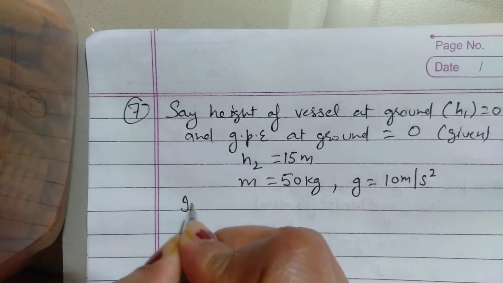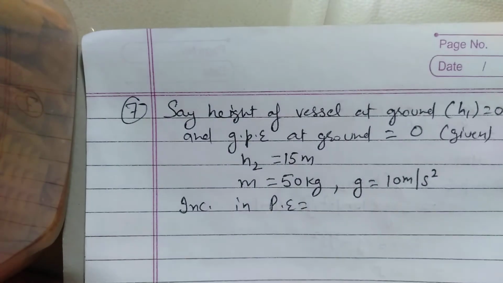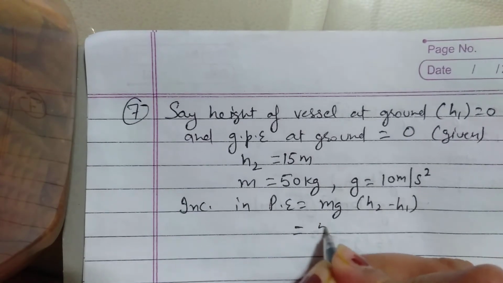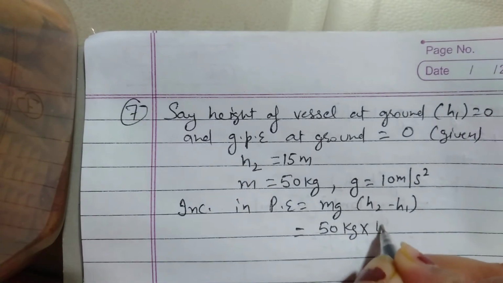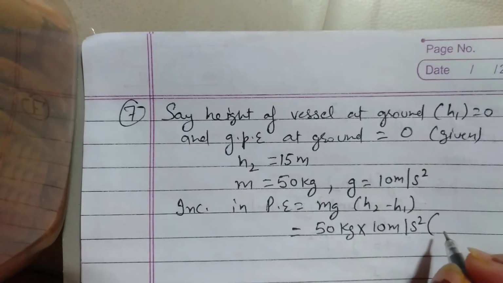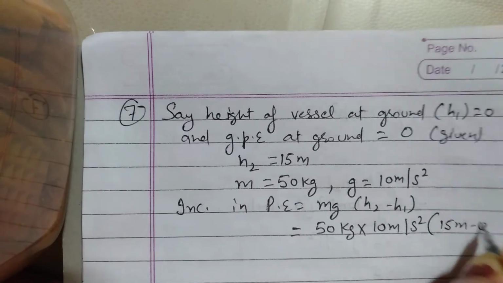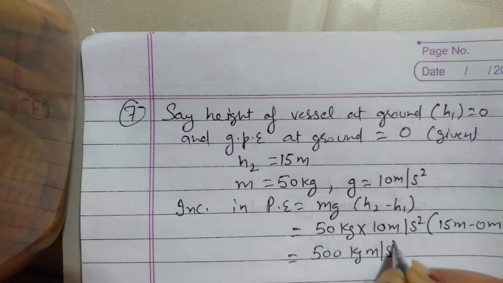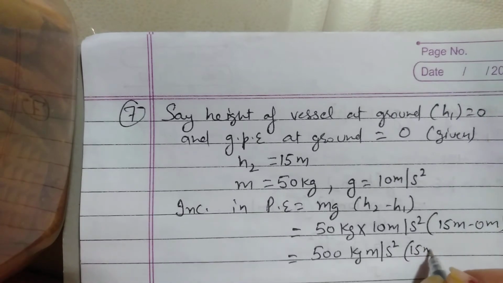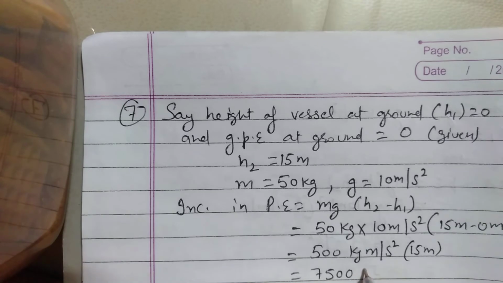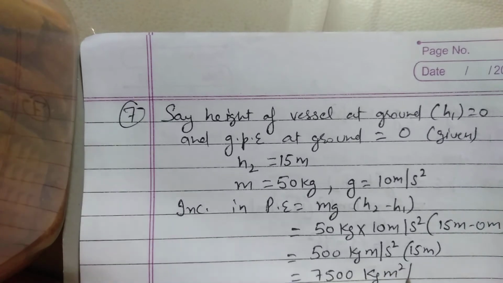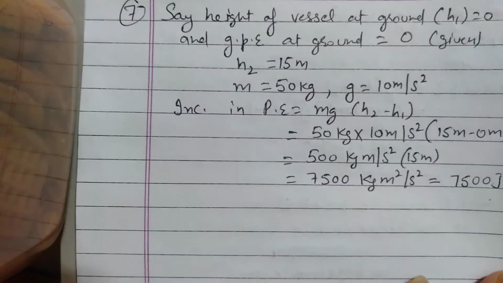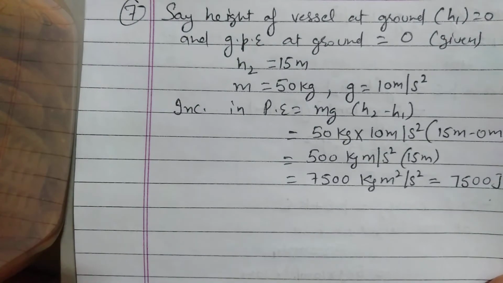So increase in potential energy will be equal to mg into H2 minus H1, that is 50 kilogram into 10 meter per second square into 15 meter minus 0 meter. 50 into 10 is equal to 500 kilogram meter per second square, into 15 meter, that will be 7500 kilogram meter square per second square, which will be equal to 7500 joule.